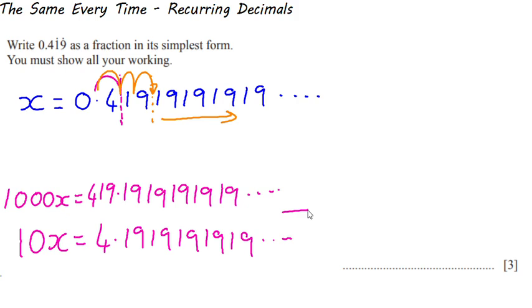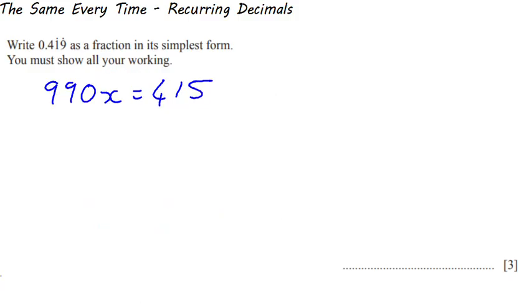We subtract, so 1000x take away 10x is going to give me 990 times x. Then subtracting on the right-hand side, the part of the decimal that repeats will just cancel out, top and bottom. 419 take away 4 is going to give me 415. So 990 times x is 415. So now we need to write this as a fraction and simplify. So x is going to be 415 divided by 990.